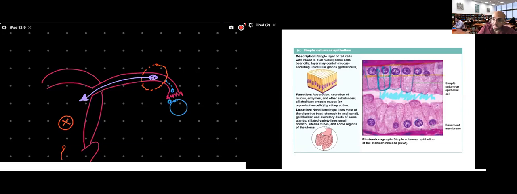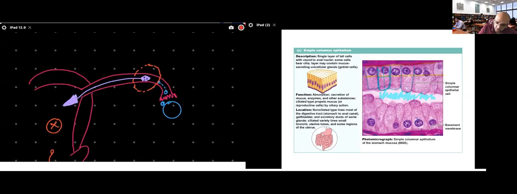So who will allow you to push this fertilized egg? This fertilized egg, who will allow you to move it towards the uterine cavity? It's the simple columnar ciliated epithelium lining the tube and parts of the uterus. This will be guiding the fertilized egg towards the endometrial cavity.